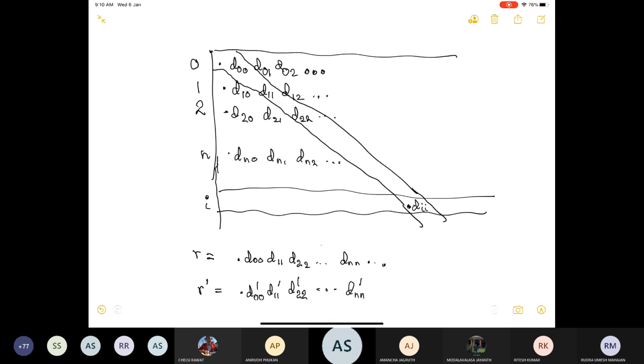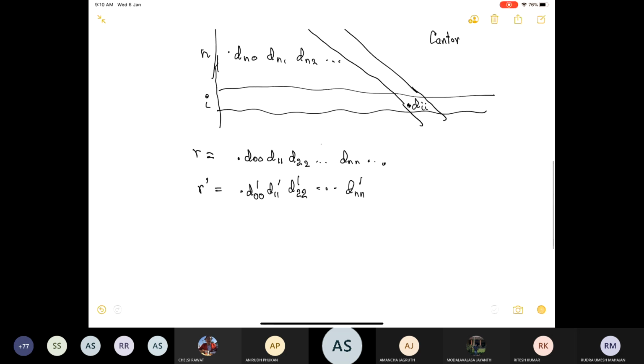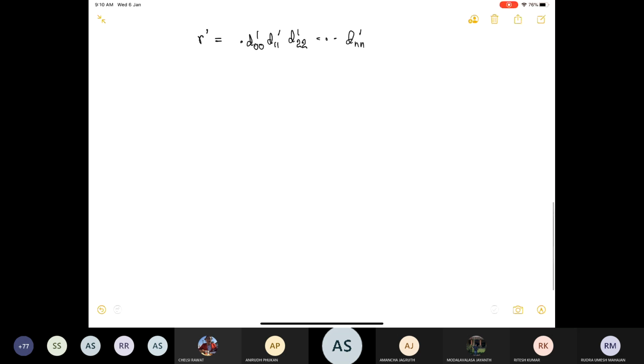So this technique is known as diagonalization. And this is a very important technique. And we'll come back to it later in the course when we talk about computability. And this was first used by Cantor, as I said. Okay.